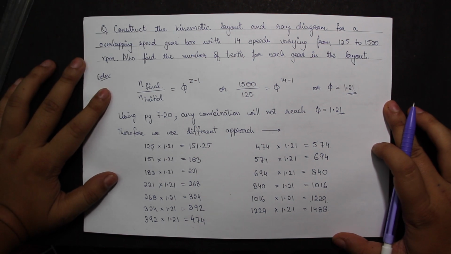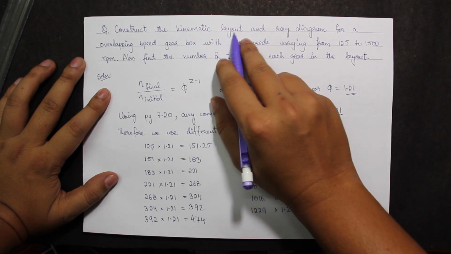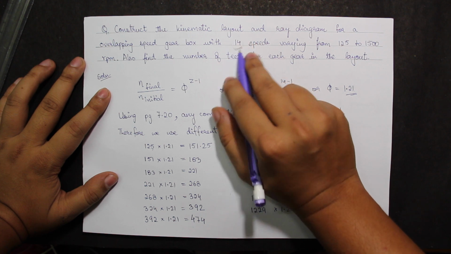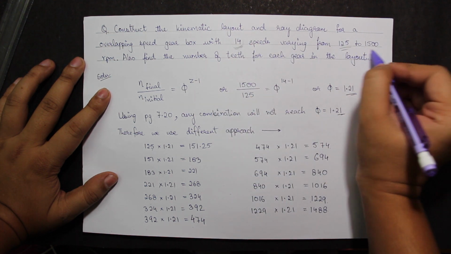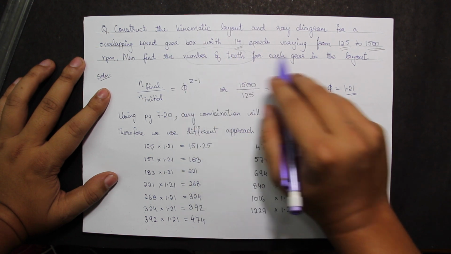This is the question for a 14-speed gearbox. The question states to construct the kinematic layout and ray diagram for an overlapping speed gearbox with 14 speeds varying from 125 to 1500 rpm. Also find the number of teeth for each gear in the layout.